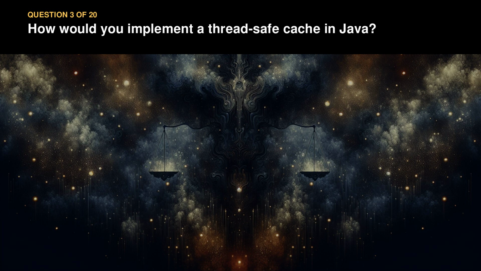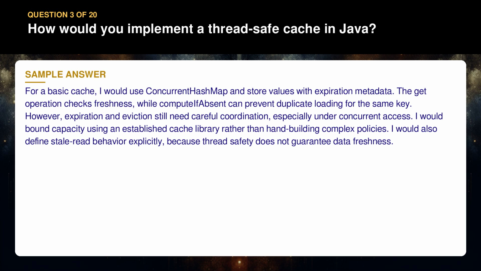Question 3. How would you implement a thread-safe cache in Java? For a basic cache, I would use concurrent hash map and store values with expiration metadata. The get operation checks freshness, while compute if absent can prevent duplicate loading for the same key.